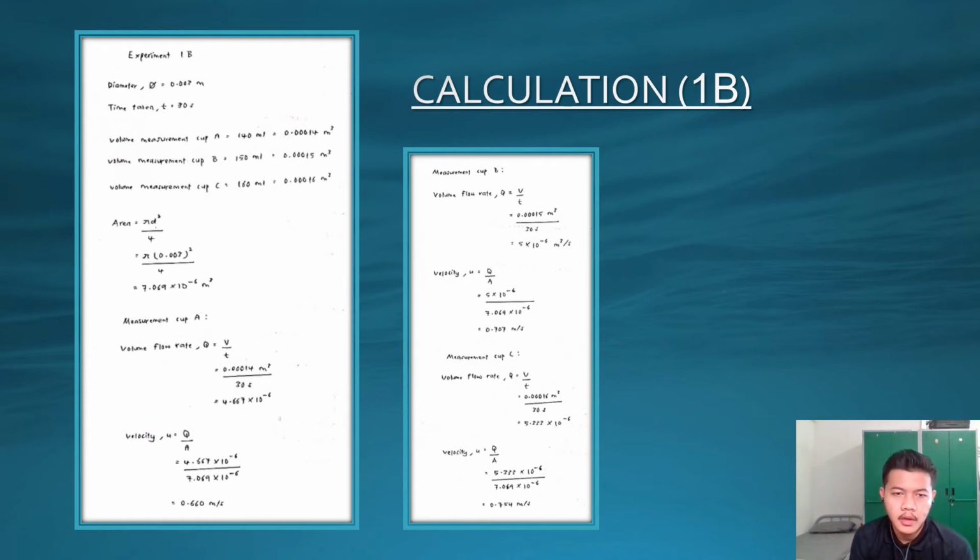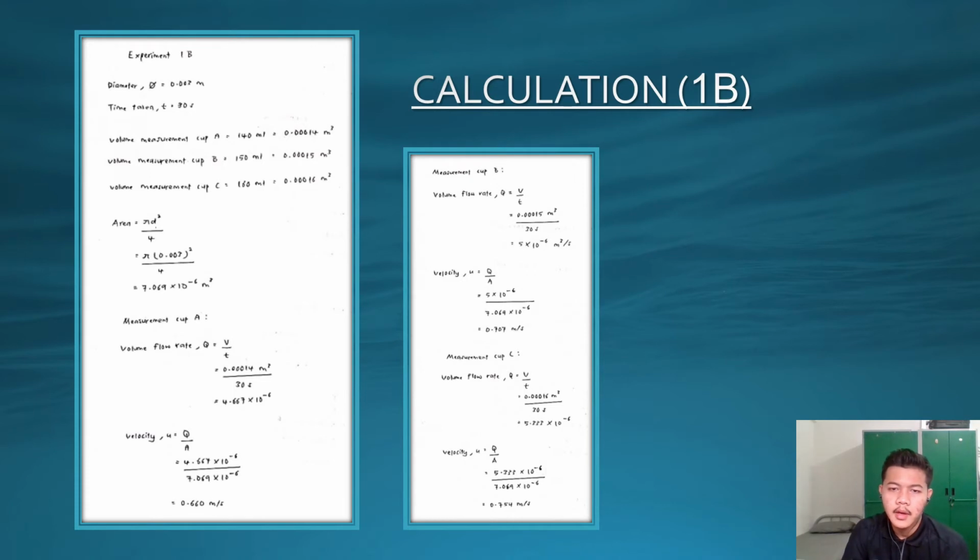The area that we got is 7.069 times 10 power of negative 6 m squared. The flow rate for cup A is 4.667 times 10 power of negative 6 m cube over second. The velocity for cup A is 0.660 meter per second. Flow rate for cup B is 5 times 10 power of negative 6 m cube over second.